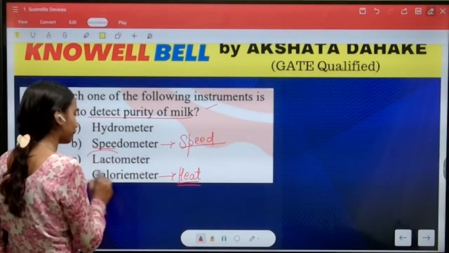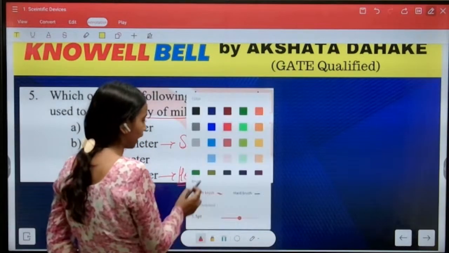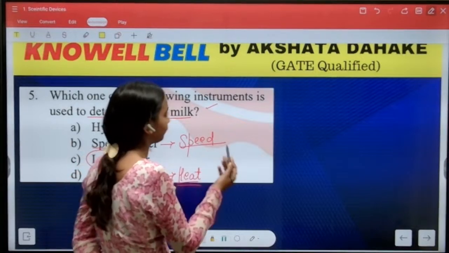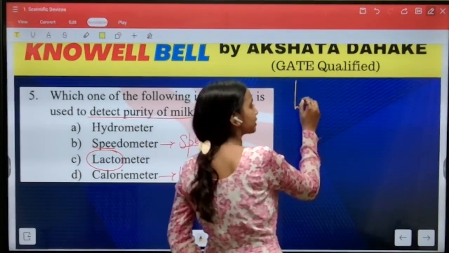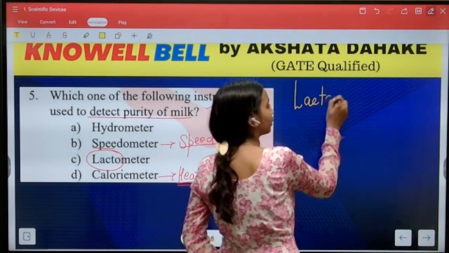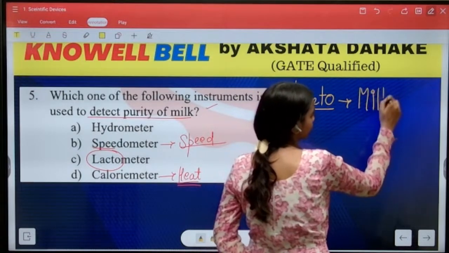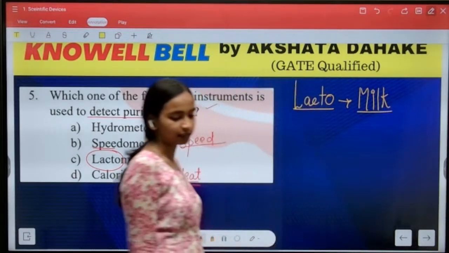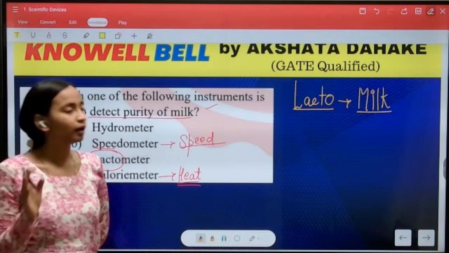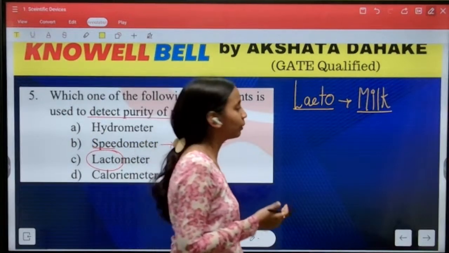I told you all, I had told you. Remember when the class was going on for the scientific devices, we discussed the word lacto. What does the word lacto stand for in the English language? The word lacto stands for milk. Lacto means milk.